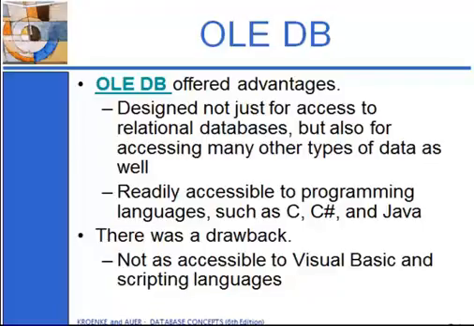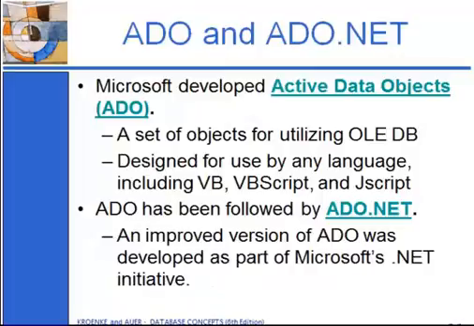Programmers can use several programming languages, such as C, C#, and Java. There is a drawback, however. Some languages, such as Visual Basic, are not as accessible. In part to overcome this drawback, Microsoft developed Active Data Objects, or ADO. The objects help us utilize OLEDB, and were designed so that any language could use ADO and utilize OLEDB, even those languages that could not utilize OLEDB before.